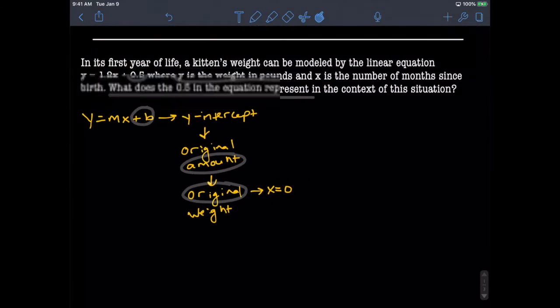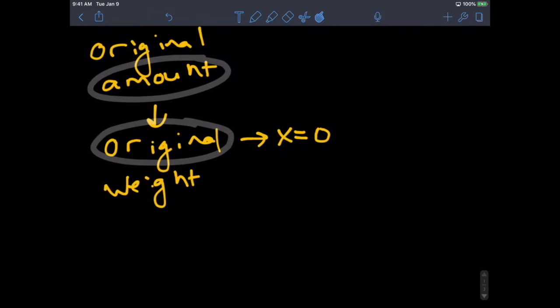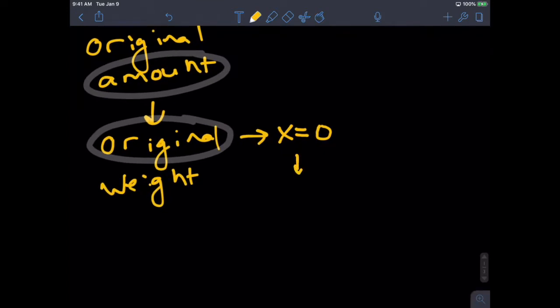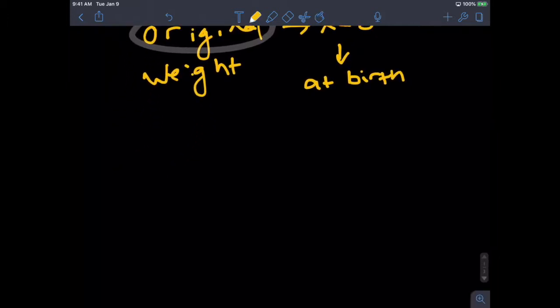And here, when we're talking about our little kitty cat, x is the number of months since birth, right? So when x is equal to 0, what we're saying is 0 months from birth, or at the time of birth when the kitten was born, or just plain at birth. We officially have enough information to be able to answer this question intelligently.